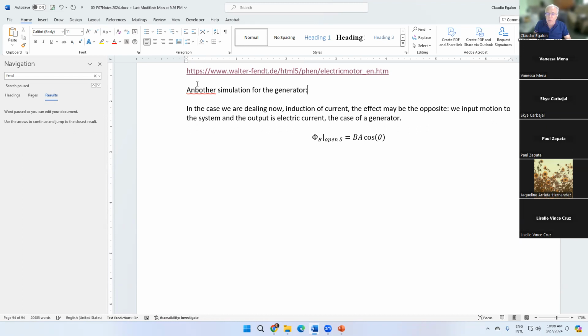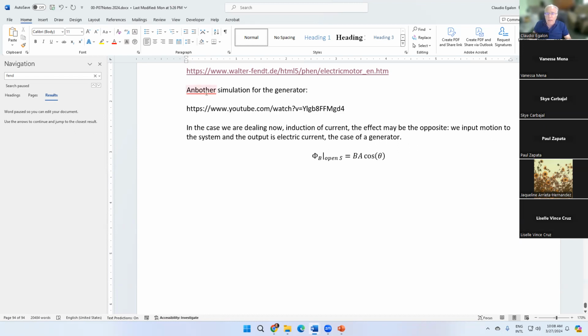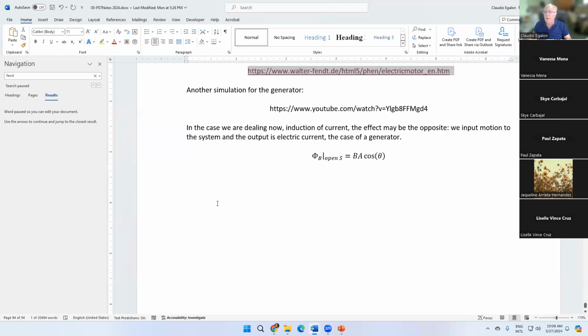Let me put that in there so you can consult this simulation, another simulation for the generator. I like this one. I like the illustration. The only thing I didn't like is the explanation of the right hand rule. He made it very complicated.